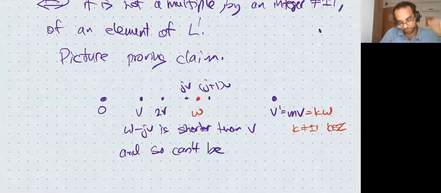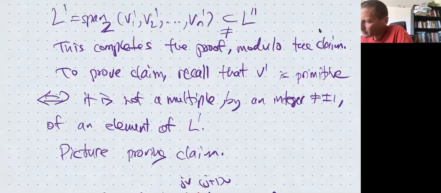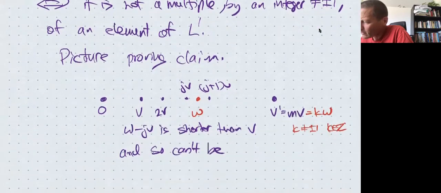Let me just say, W minus JV is not, I'm claiming that W minus JV is not in L prime. Again, W is in L prime. W is in L prime, and yeah, okay. So W can't be a multiple.